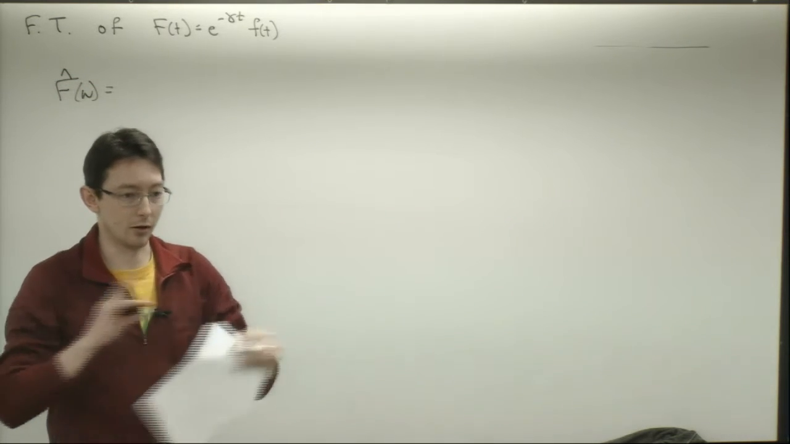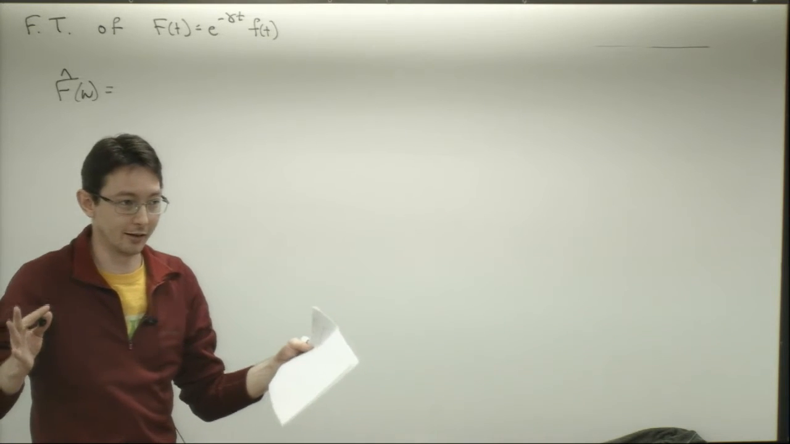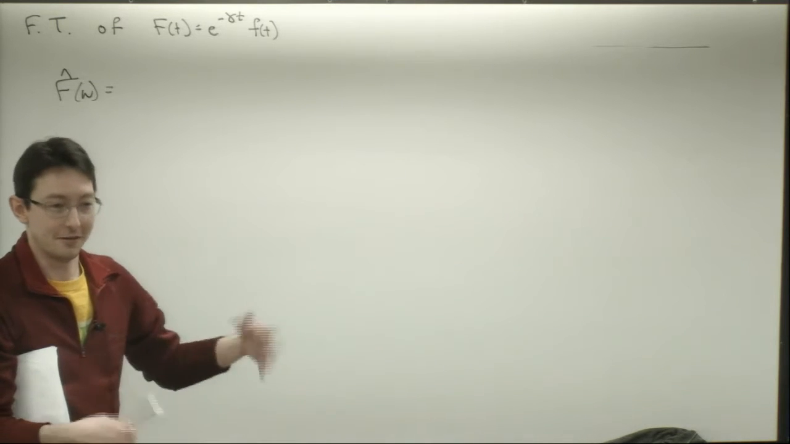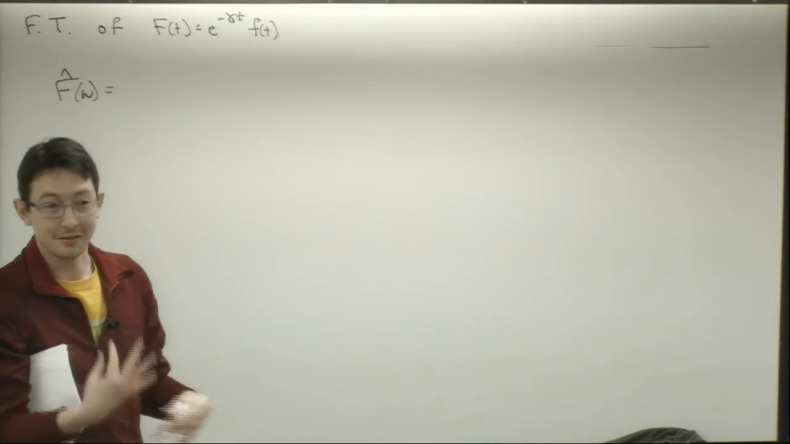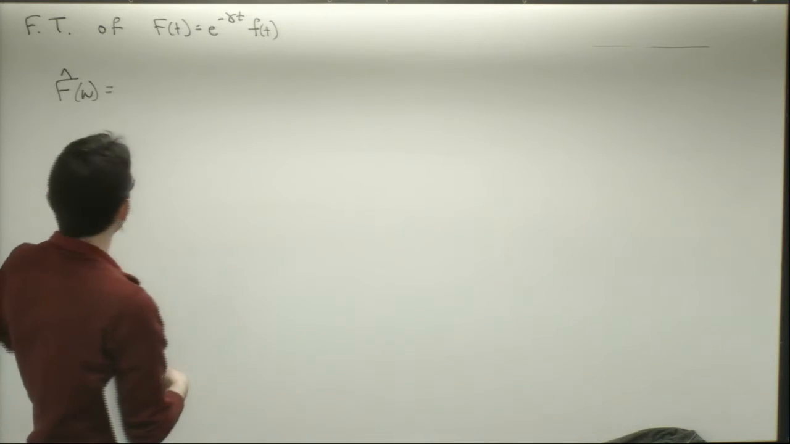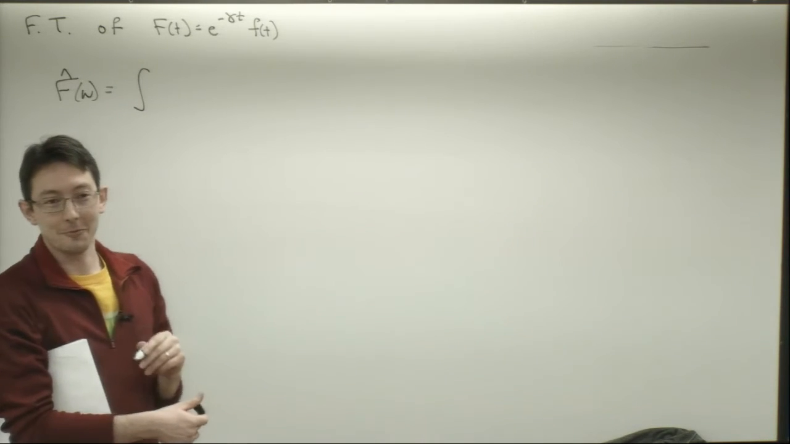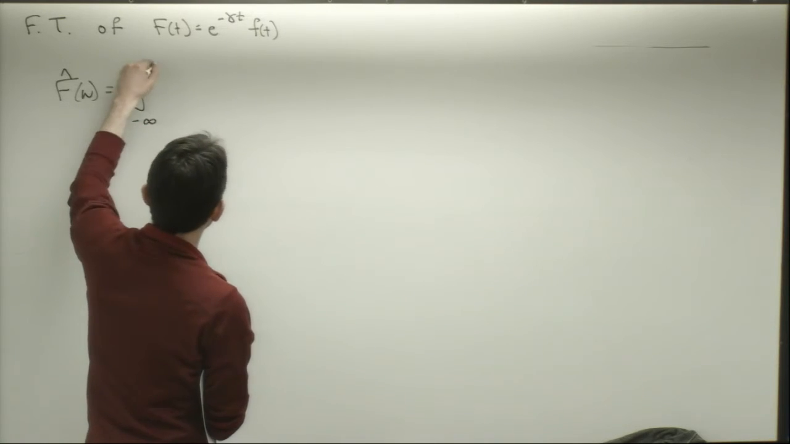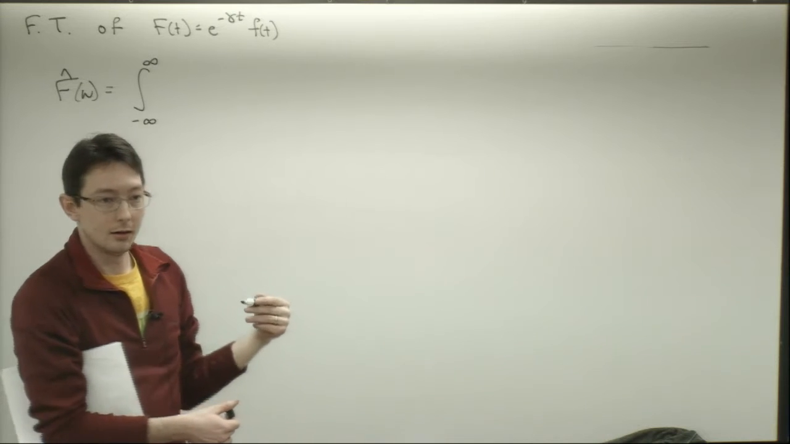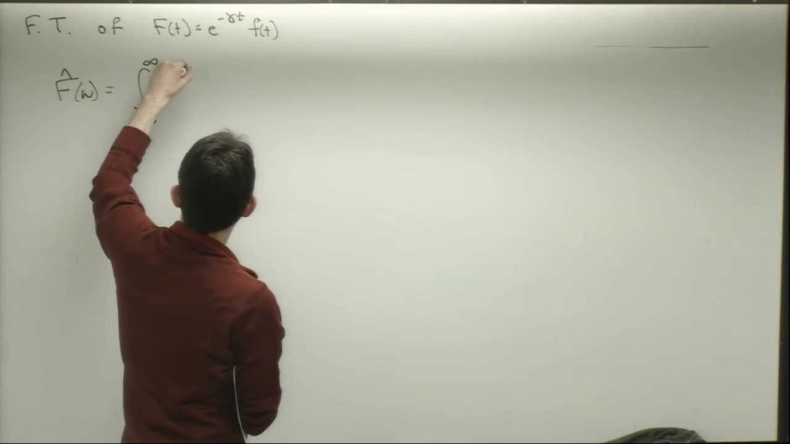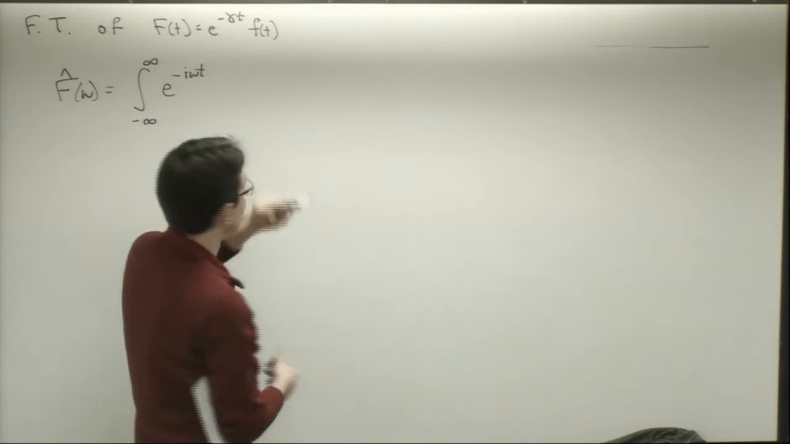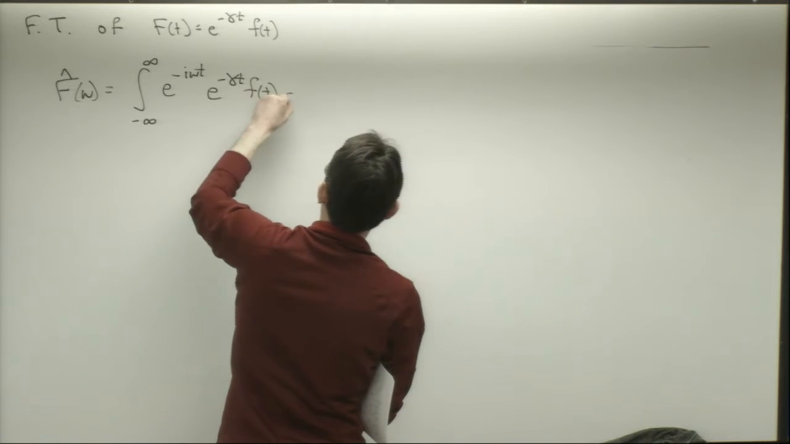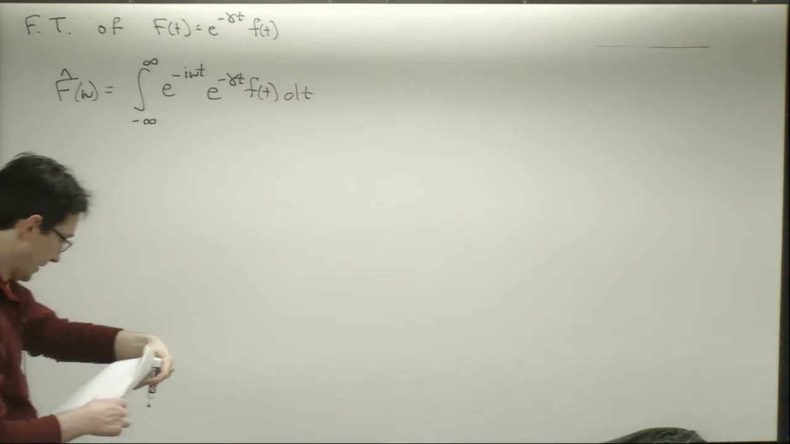You should know this by heart now. If you wake up in the middle of the night, you should be able to recite this when you're groggy. Come on, I know there's an integral. Okay, it goes from negative infinity to infinity of e to the minus i omega t times this whole thing, e to the minus gamma t f of t dt. Did I mess that up, or is that right?